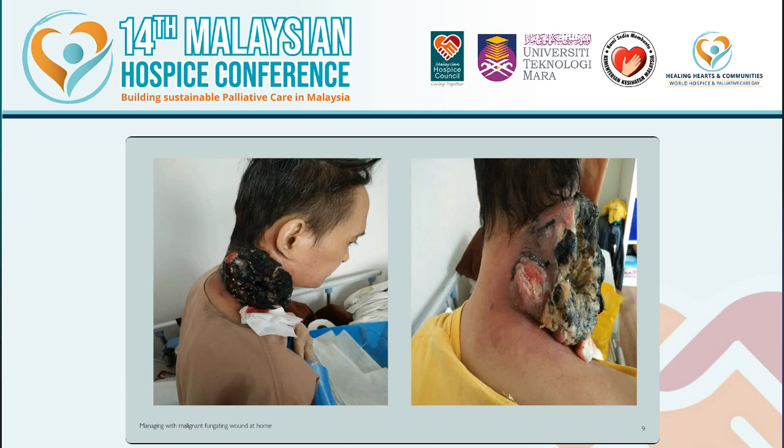Then we need to know whether this wound has been exposed or been covered with dressing. We also need to know what are the possible complications that Mr. A has. For example, is there any underlying infection? Is there any fistula formation? Or is there any symptoms that Mr. A has?